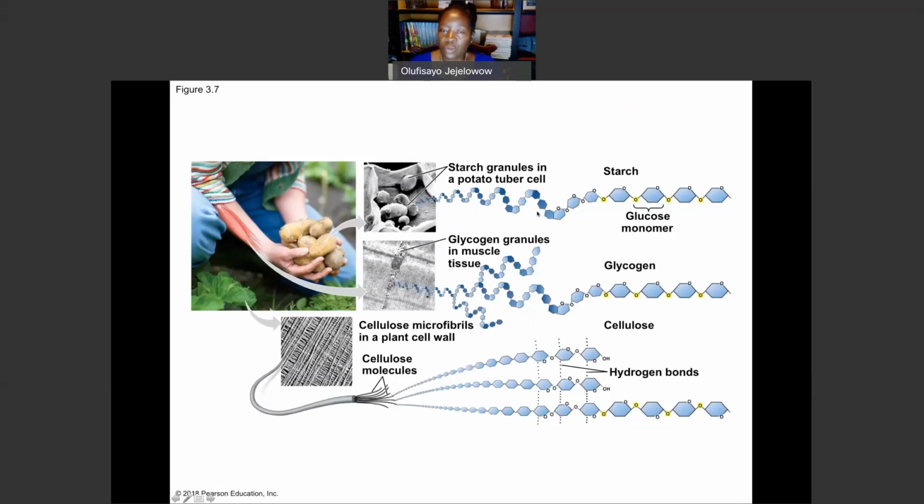So the starch granules are built from molecules of glucose that are used to form polymers of starch. In the animals, which is in the muscles of this lady, we observe that under the microscope.